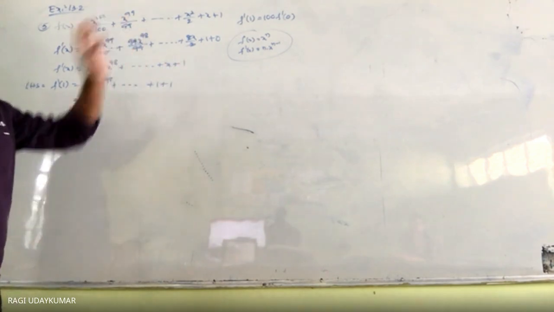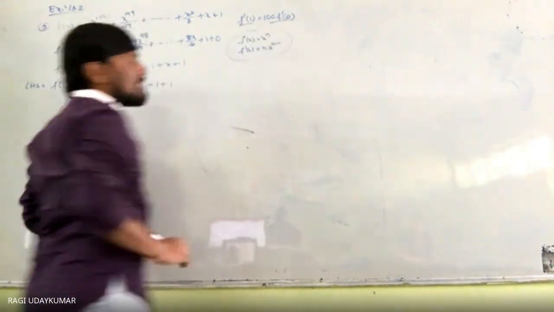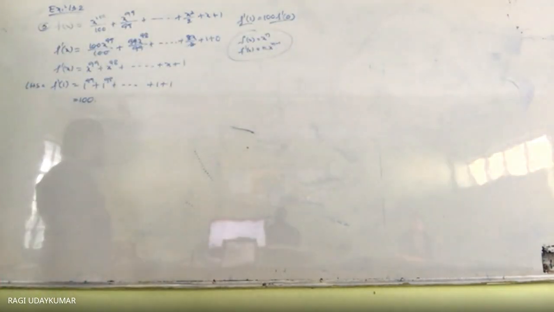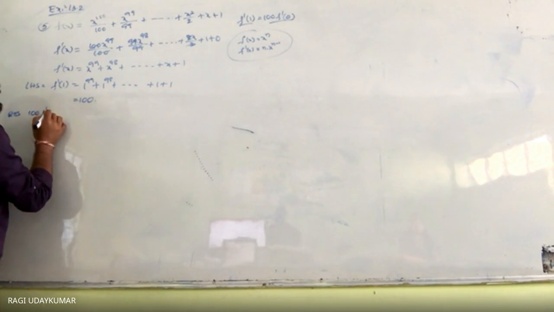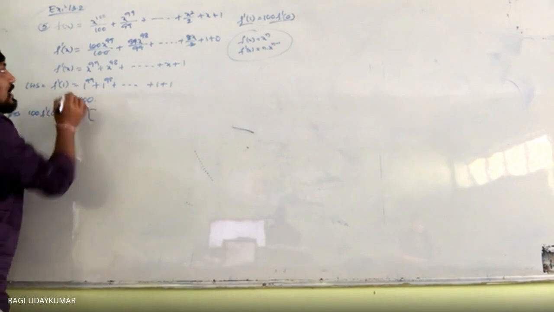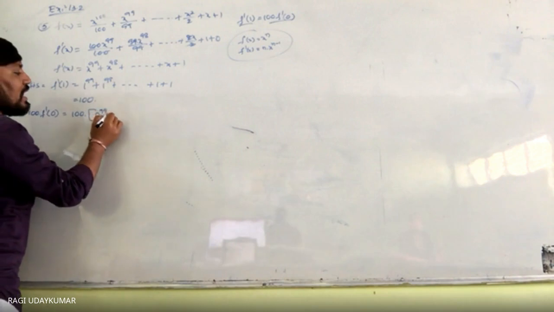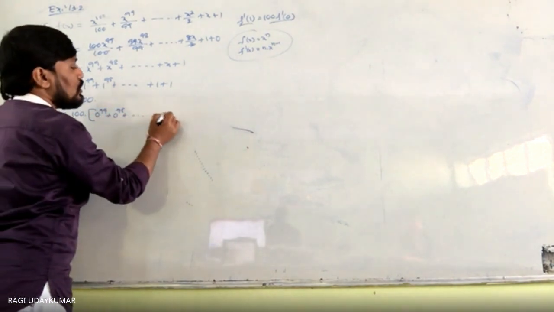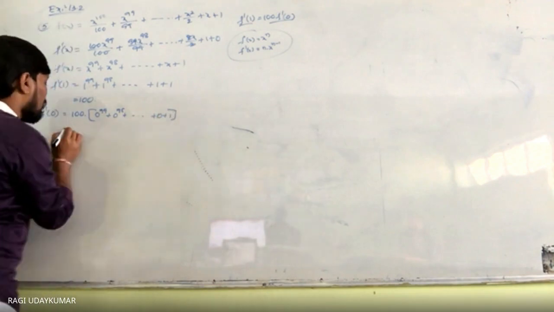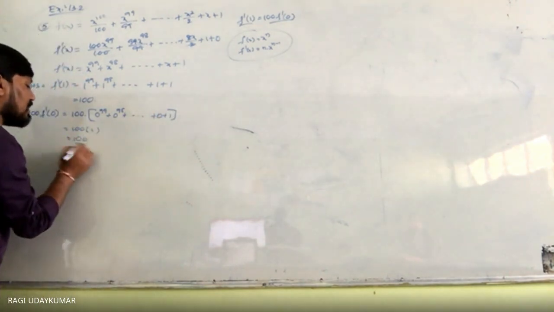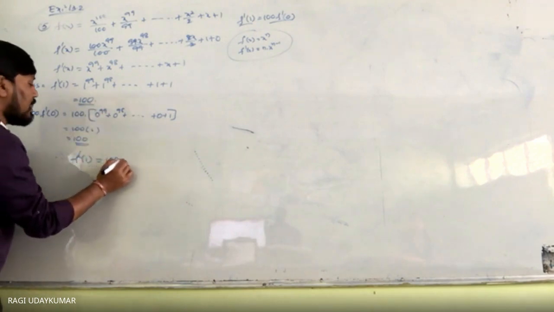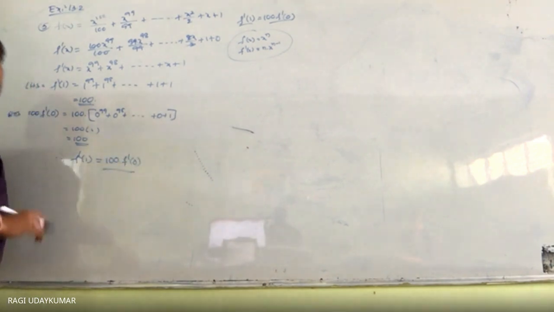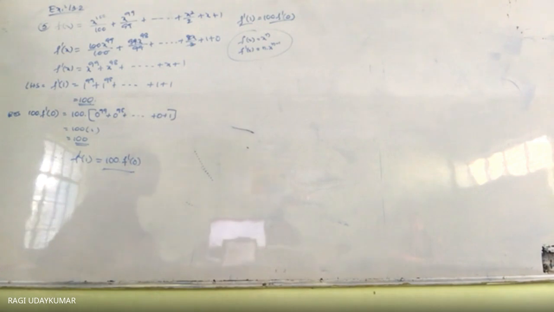This is the LHS, and the RHS is 100 into f dash of 0. F dash of 0: 0 power 99, 0 power 98 and so on, 0 plus 1, only 1 is there. So we get 100 into 1 is equal to 100. This is 100, this is 100. Therefore f dash of 1 is equal to 100 into f dash of 0. The question is very simple, nothing to it, but from an examination point of view, this question is very important.